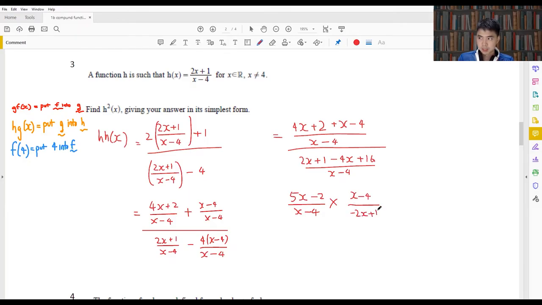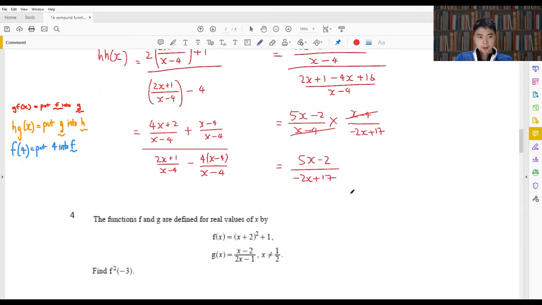Simplify the top: negative 2x plus 17. Since this is x minus 4 and this is x minus 4, we can cancel both of these off, and we can finally get the answer of 5x minus 2 over negative 2x plus 17. This is how you get your simplest form for a question like this.